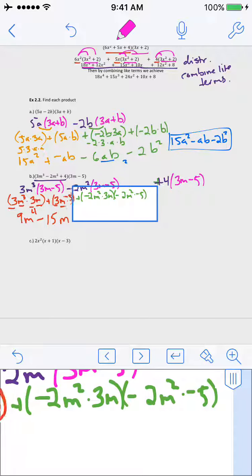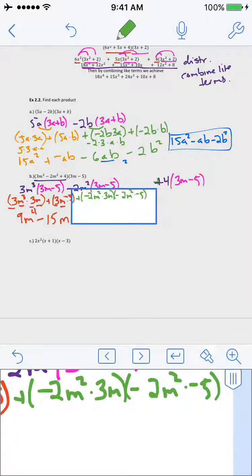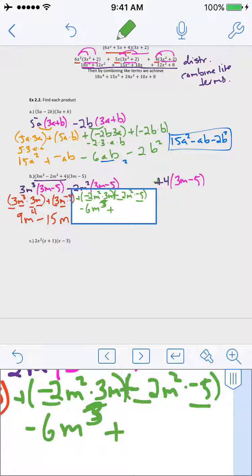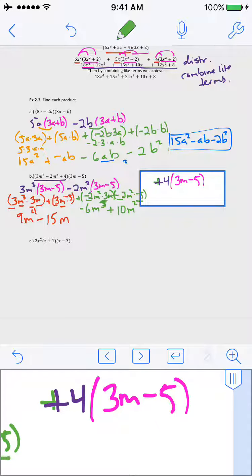3m minus 5. So now I've got this green one. I'm going back to the green one. So I've written it out. Oh, and there should be a plus sign in there. So I've got negative 6m cubed, right? 2 times 3 is negative 6m cubed. And then over here we've got plus negative 2 times negative 5 is going to be positive 10m squared. Now I'll do the last one.